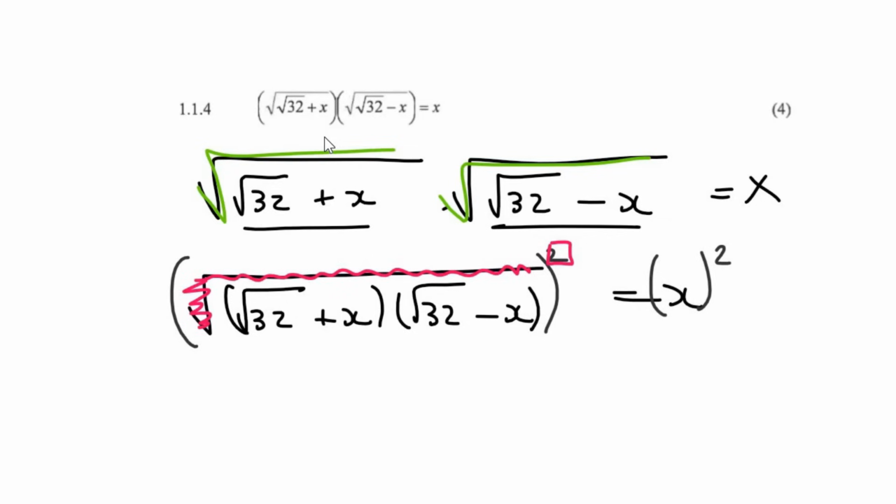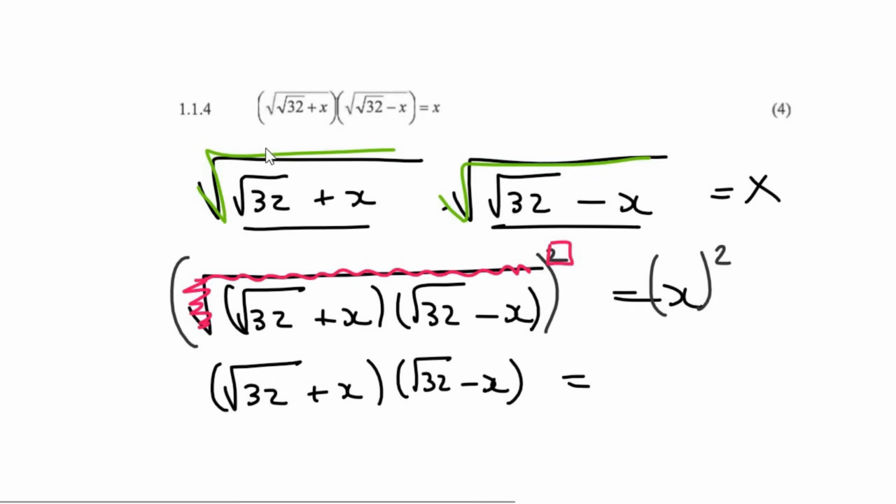And so what we have now is the square root of 32 plus x, and that's all going to be equal to x squared. Now, you didn't have to do it like that. You could have first multiplied the two brackets out and then squared. It doesn't really matter in maths as long as you don't break any of the main rules. So what I'm now going to do is multiply these two brackets together.